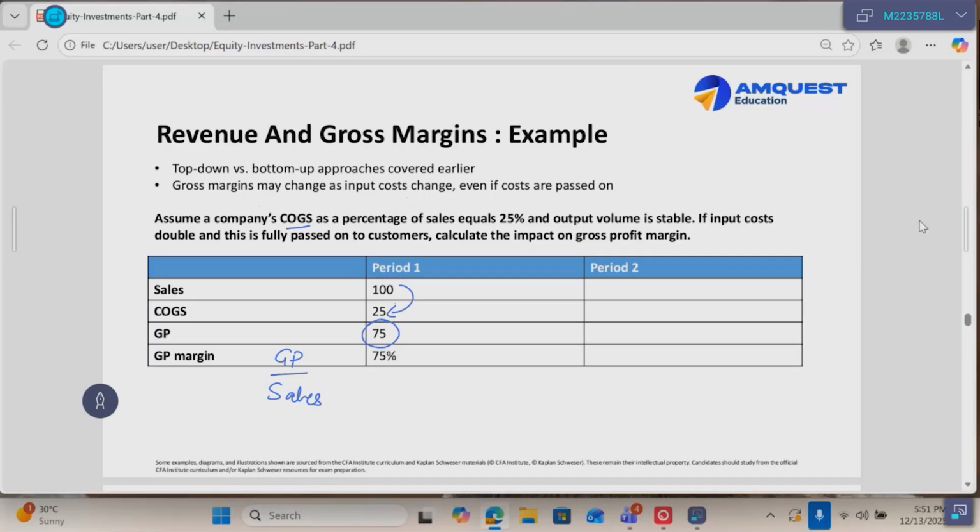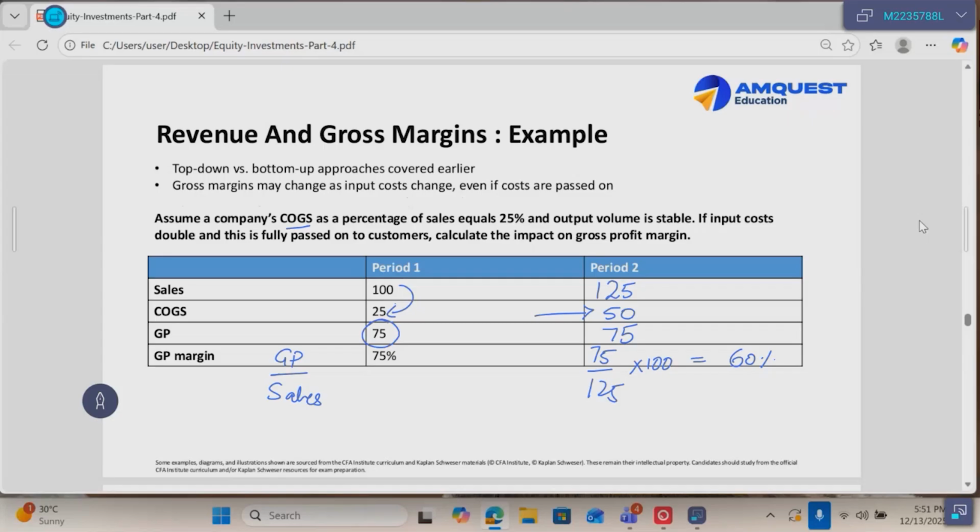They are saying that input costs have become double. That means 25 has become 50. And this is fully passed on to the customers. So that means 100 will become 125. So this will give us again 75. Gross profit margin is going to be 75 divided by 125 multiplied by 100. And this is 60%. So over here what we see is the gross profit of the company has gone down.